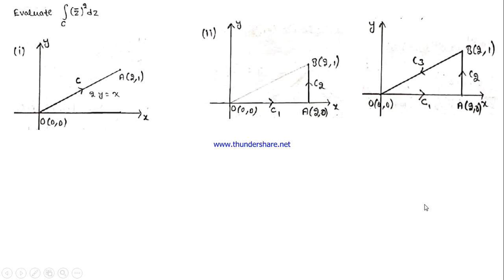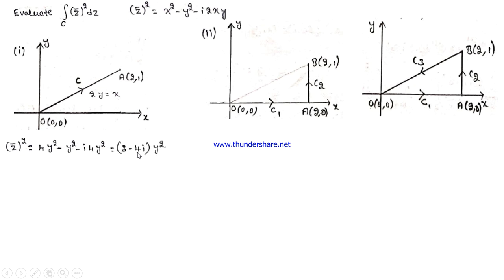Let me consider the next example. The next example goes with the same 3 paths or curves, but I am going with a different integrand, z bar whole square, and z bar is nothing but x minus iy whole square, that is x square minus y square minus 2ixy. Now I don't want to talk much about the orientations and all, I'll just get into the problem directly. Along this line, 2y equal to x, I'm just taking x equal to 2y in this one. So this is what my expression is.